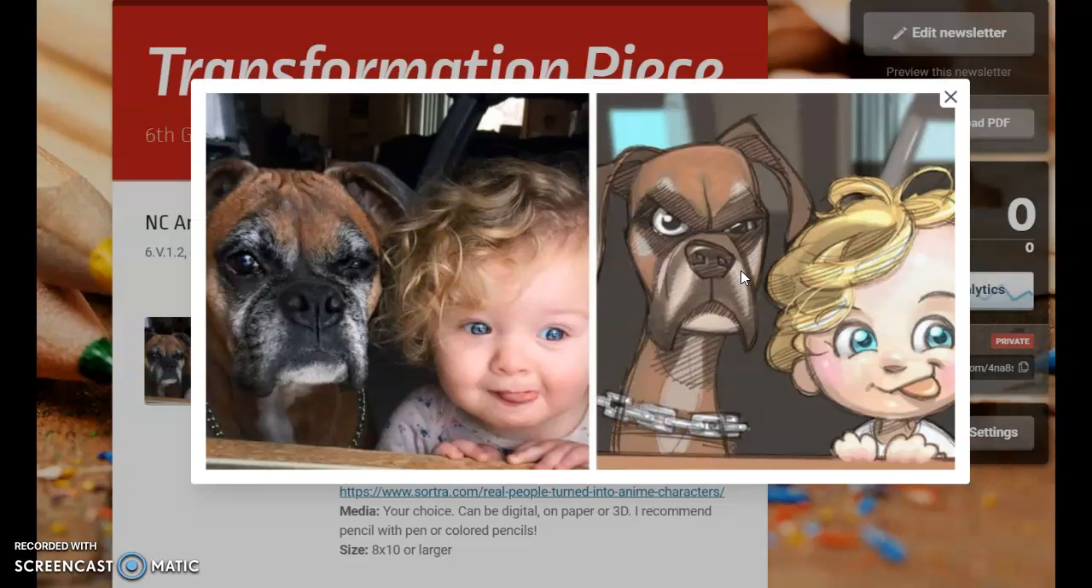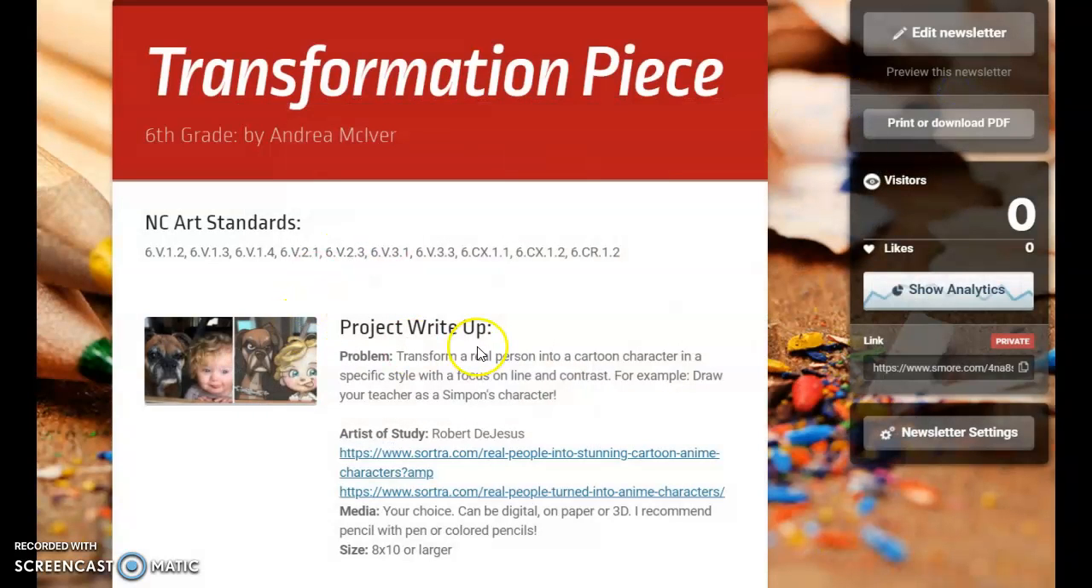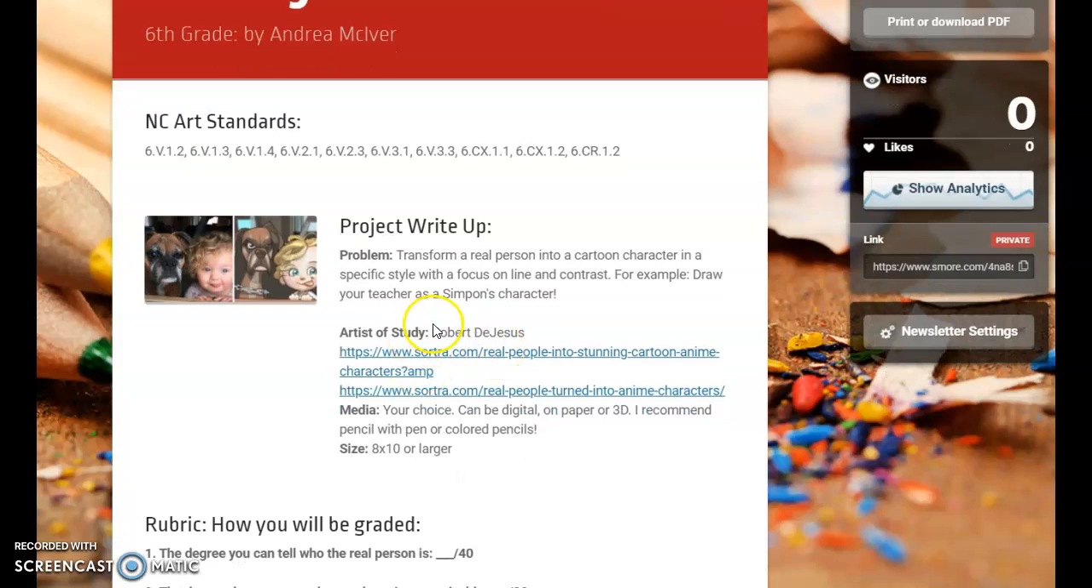A lot of times when we study artists, we can emulate their style, but we don't want to copy their pieces. So you wouldn't draw this, but you could emulate his style, like copy his style, but not his actual work. And for this project, you can pick any cartoon style you want to, as long as it's appropriate, of course. So you're going to study Robert DeJesus for this project, and your teacher can show you some more about these links and some more of his work.